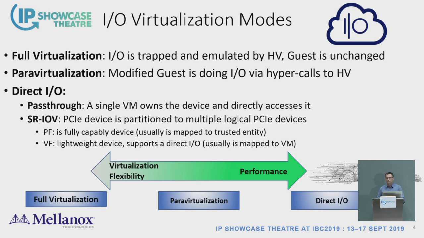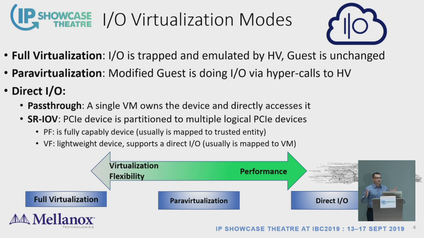In para-virtualization, we have modified guest software, which is aware that it's running virtualized on top of a hypervisor. So when it wants to do an I/O, it makes a hypercall, and the hypervisor accesses the hardware for the virtual machine and does the I/O request. So this mode reduces the trap and emulate, so it improves the performance. On the other side, it doesn't provide the best performance because we still need to go through the hypervisor to access the hardware. And the last one is direct I/O.